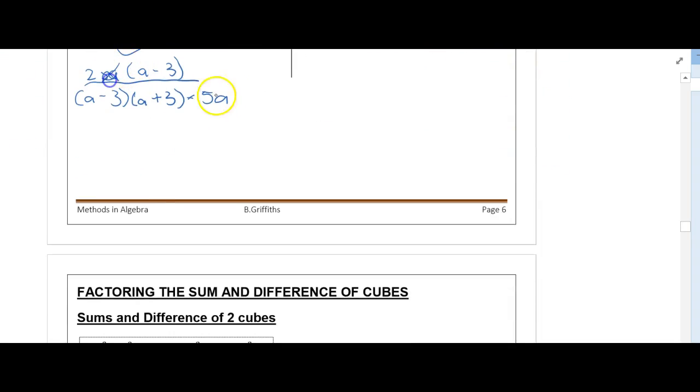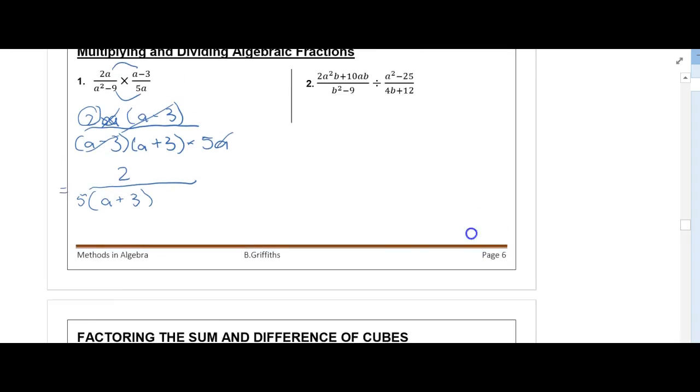So I can get rid of an a from here and the a minus 3, and I'm left with a 2 on the numerator. On the denominator, I'm left with a plus 3 times 5. And that's how I leave it. I don't have to expand the brackets.